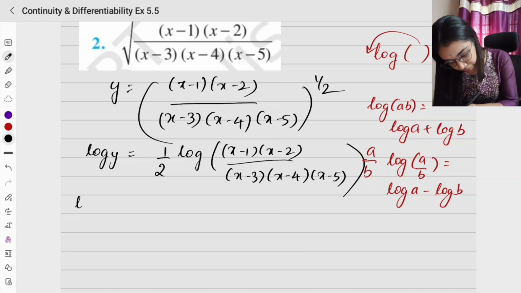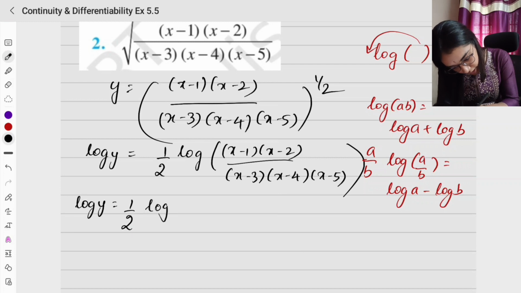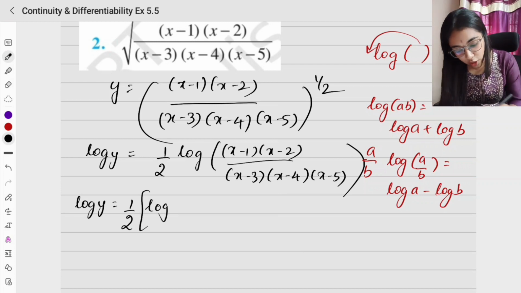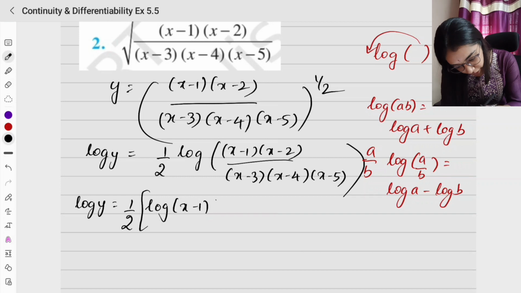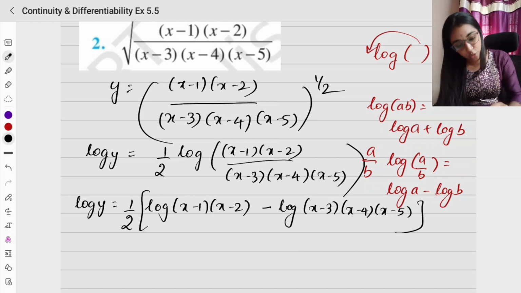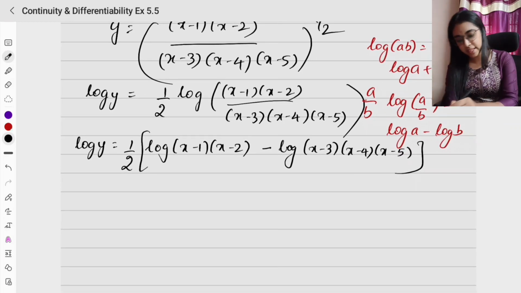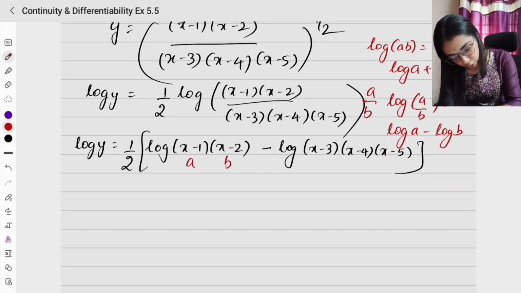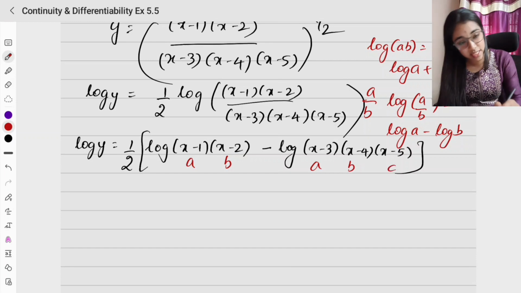So log Y equals half of, put a bracket for half, log of the numerator, which is x minus 1 into x minus 2, minus the denominator, so log of x minus 3, x minus 4, x minus 5. So numerator and the denominator are split. Now in this place, it is of the form log of a into b. Here log of a, b, c is there, a product.